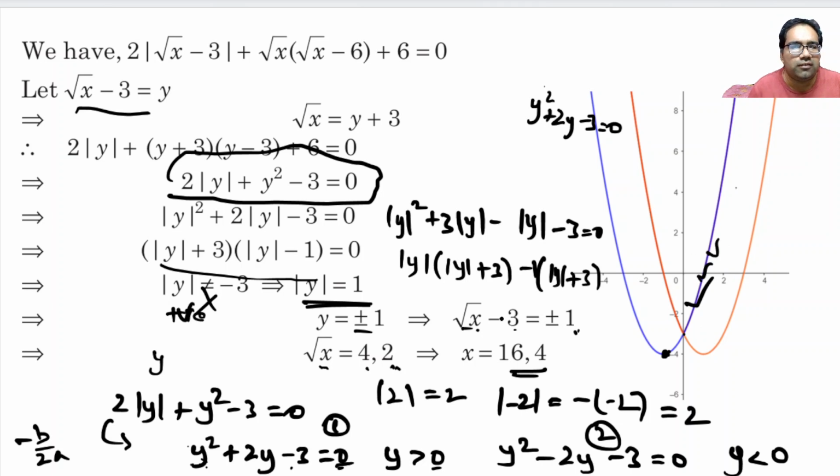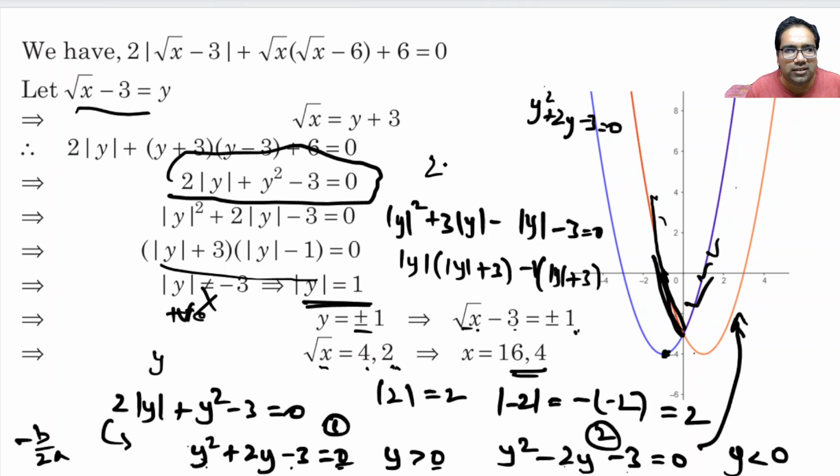Now, when y is less than 0, this is y² - 2y - 3. This graph is this one. When y is less than 0, the graph should be this part. So essentially, this graph 2|y| + y² - 3.